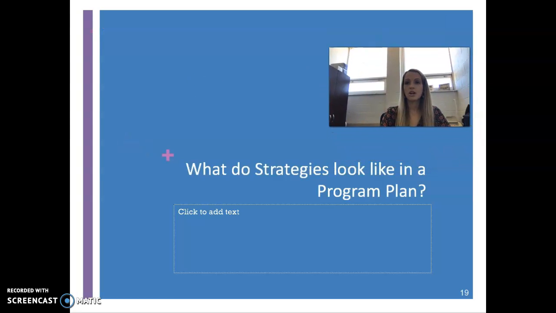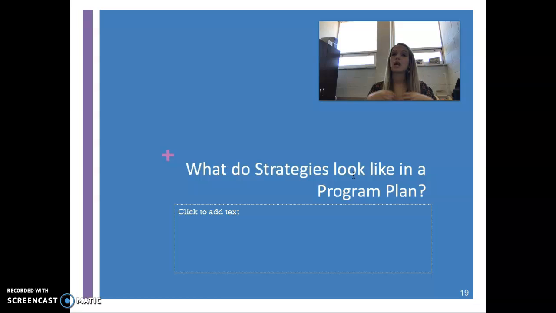So we're going to stop here and we will pick up with what strategies look like in that program plan and give you some actual concrete examples for different units and sessions and such.